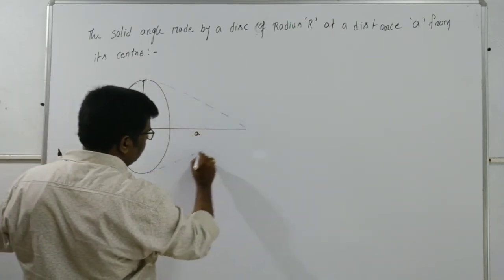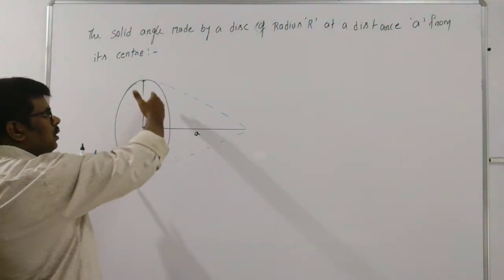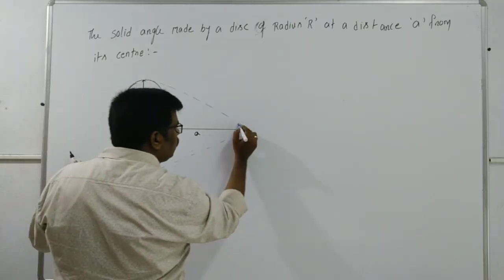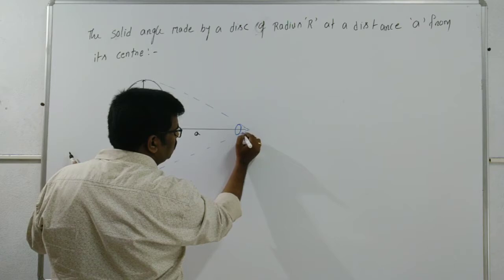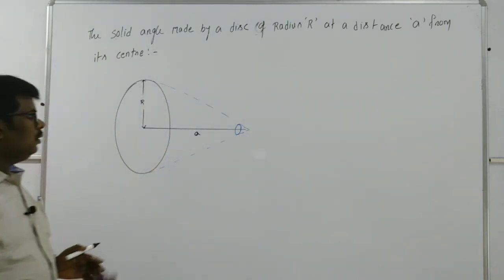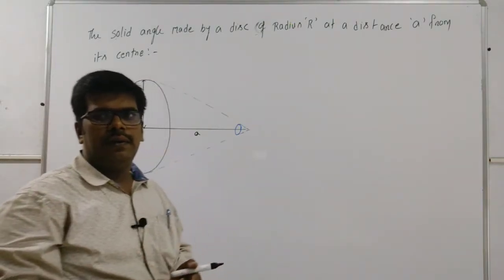From here to here, like a cone shape if you take it, that cone's lateral surface is this disc, and how much solid angle is made by that cone here, that is what we need to find out. That is the concept. So we can solve this.